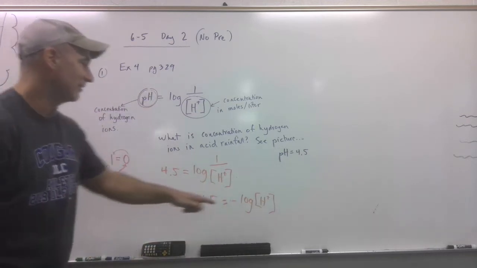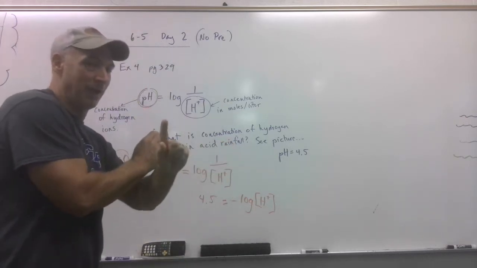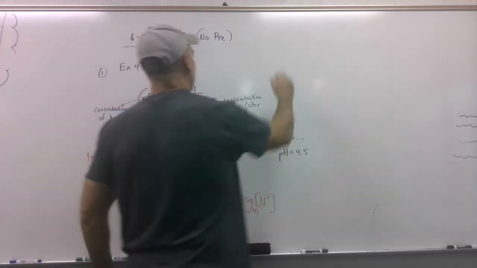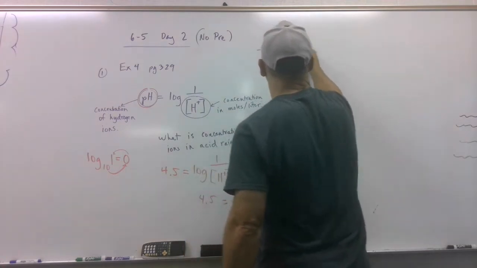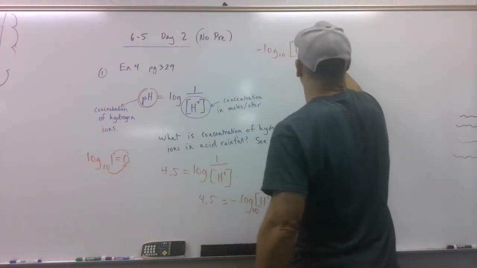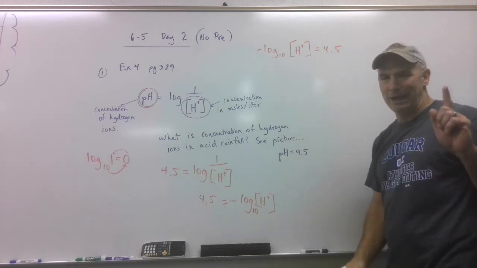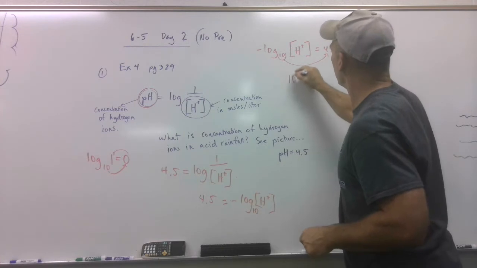Now, I still need to solve for this. So I'm going to spin it around. You don't have to. But there's an invisible 10 right there. And I just prefer it written this way. 4.5. Now I look at it, I go, aha. This is just 10 to the 4.5 power.